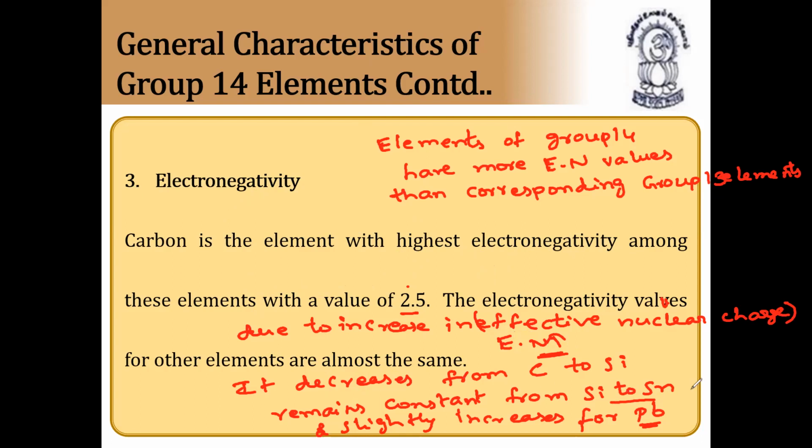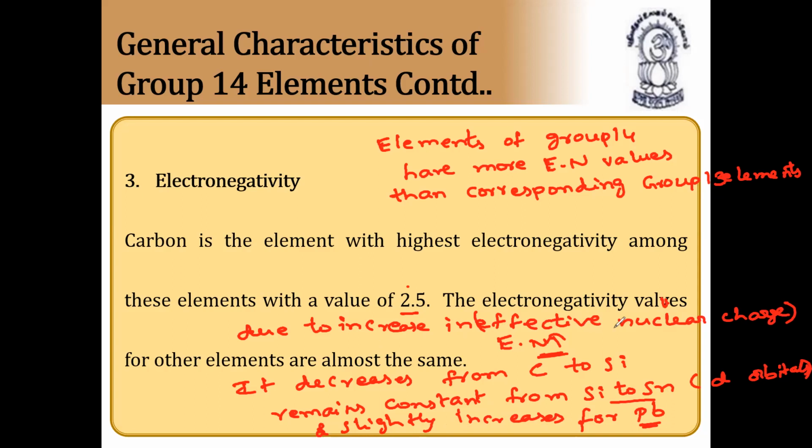Why does it remain constant? Due to d orbitals of germanium and tin. Because in germanium and tin we have only d orbitals, and for lead we have d and f orbitals. Due to the poor shielding effect of d and f orbitals, the effective nuclear charge increases.